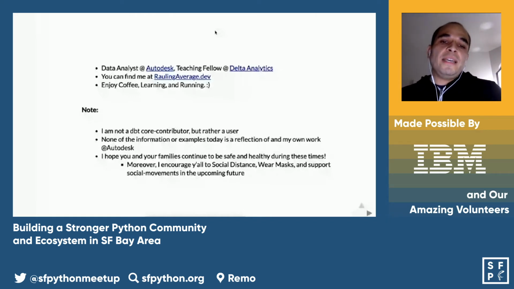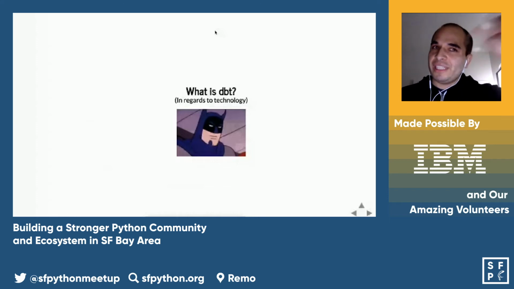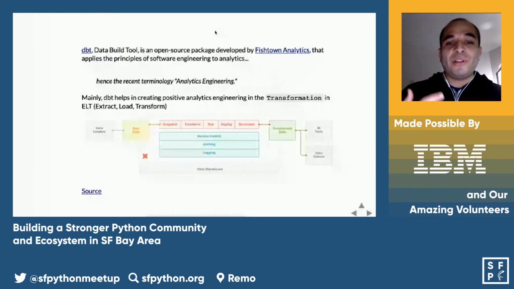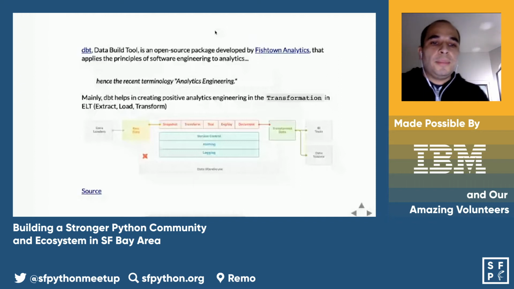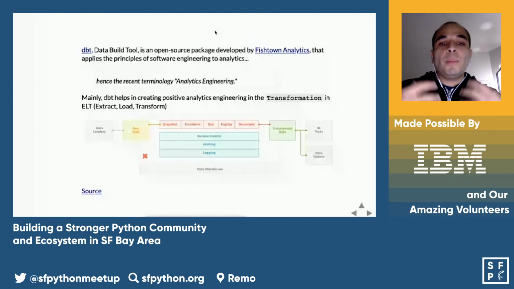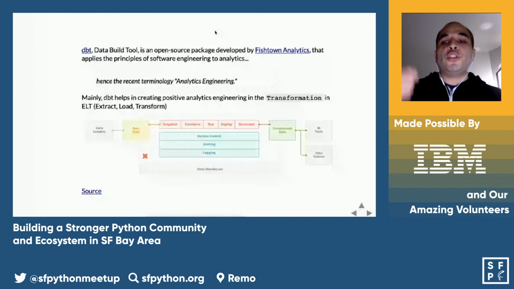So we'll be talking about DBT today. What is DBT in regards to technology? Because DBT is an acronym for something else in a different industry. DBT, Data Build Tool, is an open source package developed by Fishtown Analytics, located on the East Coast, that applies the principles of software engineering to analytics, and hence the recent job terminology, analytics engineering. Mainly, DBT helps in creating the net positive analytics engineering in the transformation step of ELT.